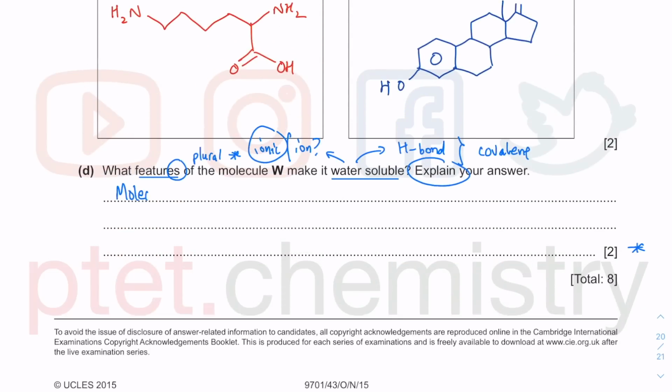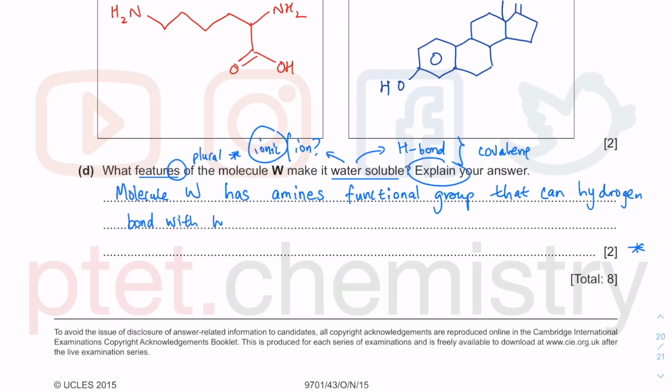Molecule W has amine functional group that can form hydrogen bond with water. And in doing so, this can help to solubilise it, help it to be soluble in water.